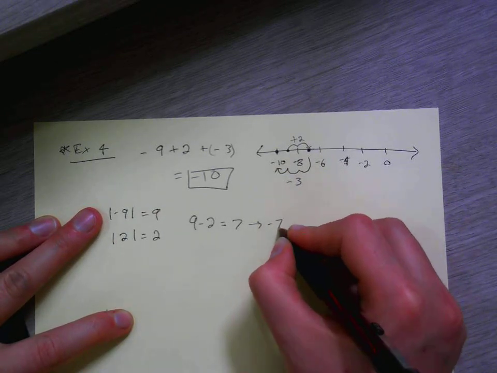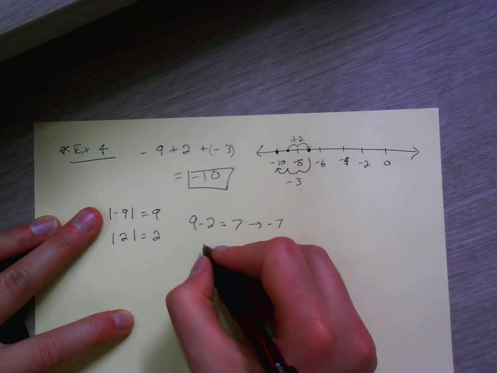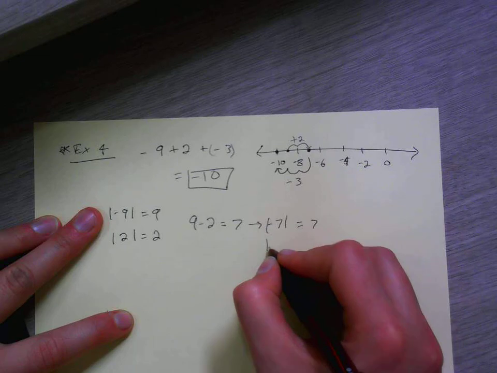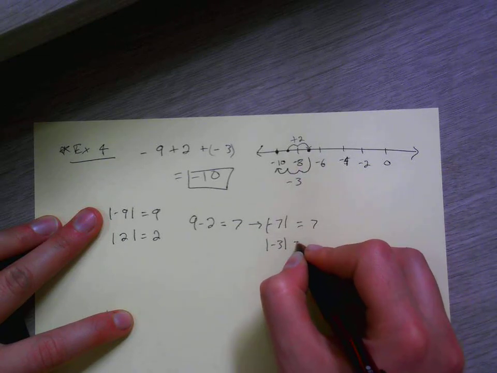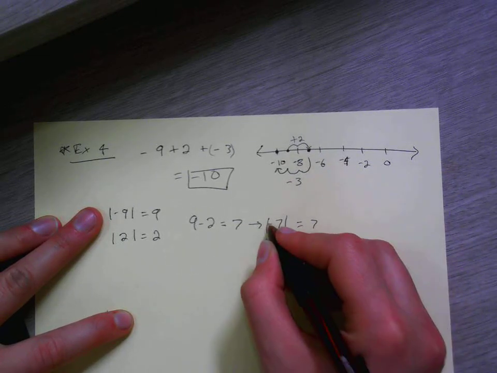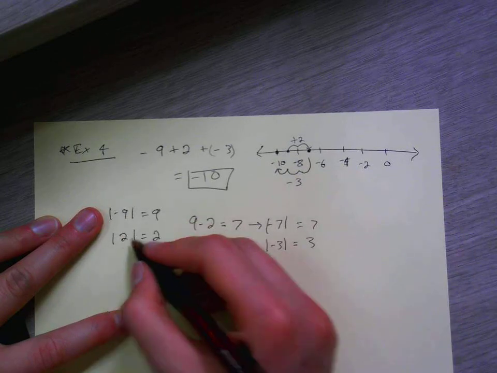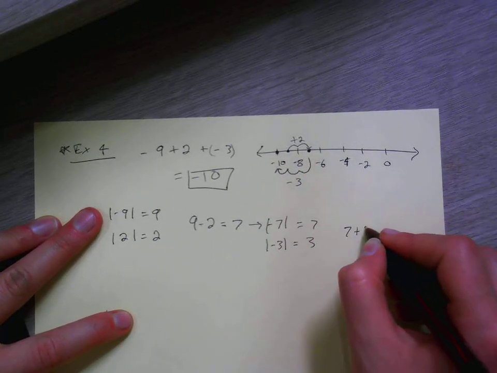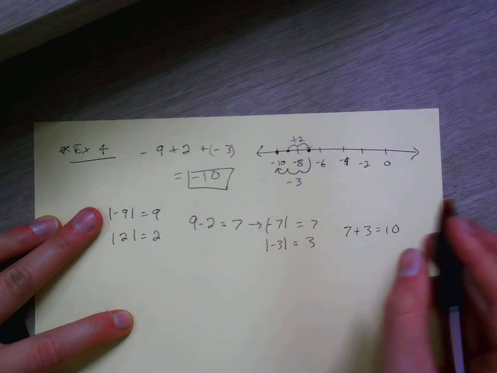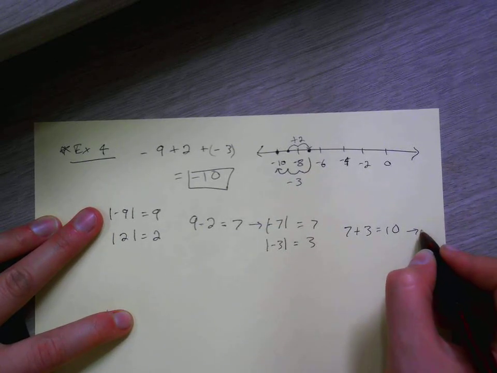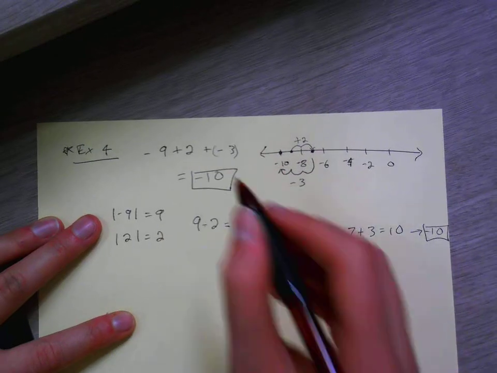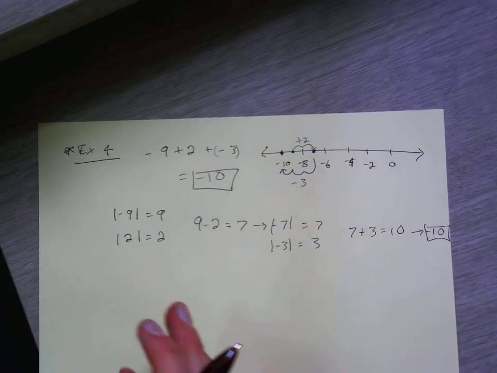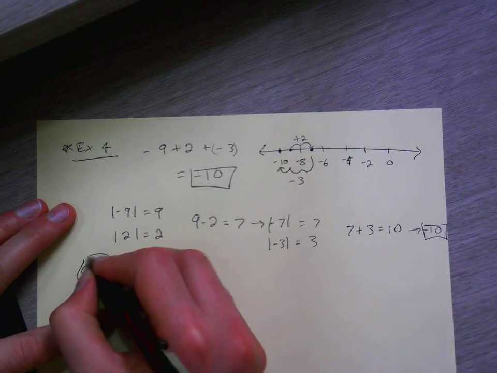And then we're going to find the absolute value of -7 equals 7. Take the next one, absolute value of -3 equals 3. Because they're the same sign, we add them. Here they were different, we subtracted. When they're the same, we add. So it becomes 7 plus 3 equals 10. And we know that these signs are both negative, so it's -10. That gives us the same as up here, -10, -10. Go ahead and try guided practice 8 and 9.